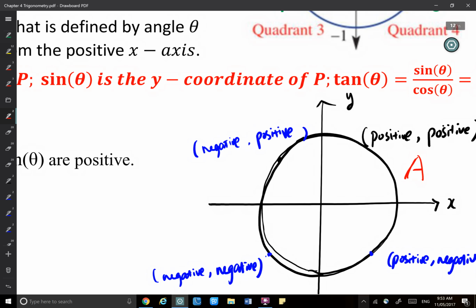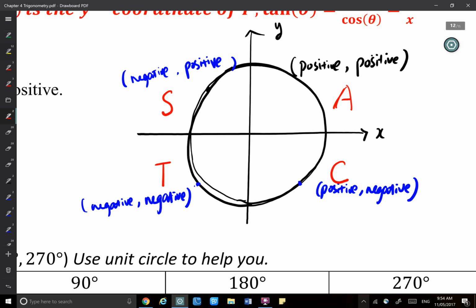This is actually very important. We'll use this fact later. I can say it's a CAST, starting from the fourth quadrant. You need to remember that, and remember the meaning of it. C is only cosine positive, S is only sine positive, T is only tangent positive in the third quadrant, and A means all values are positive in the first quadrant.